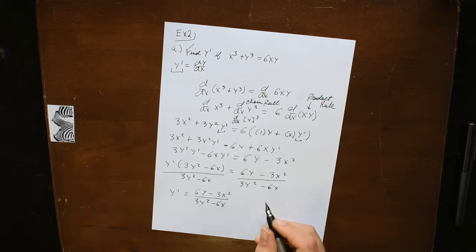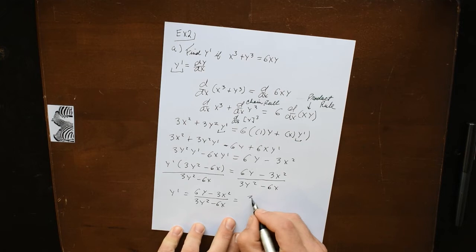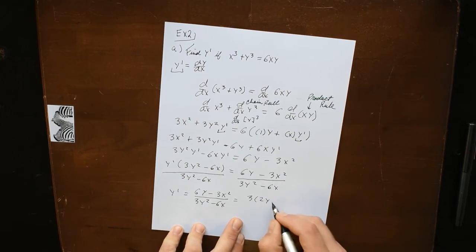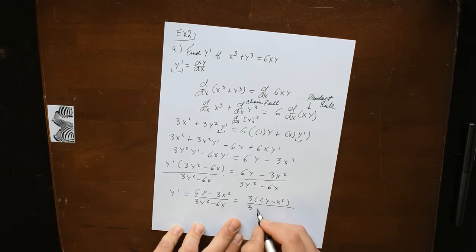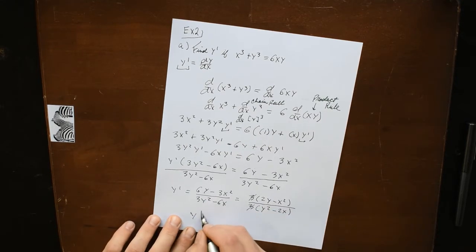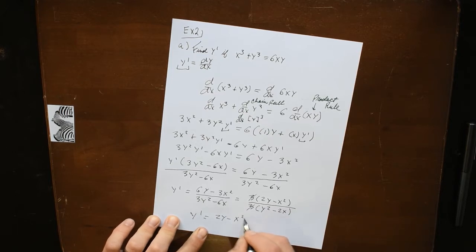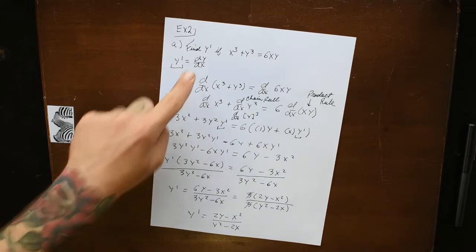All of these coefficients are divisible by 3, so I will call that 3 times 2y minus x squared divided by 3 times y squared minus 2x, to get y prime is equal to 2y minus x squared divided by y squared minus 2x. Y prime, same as dy dx.